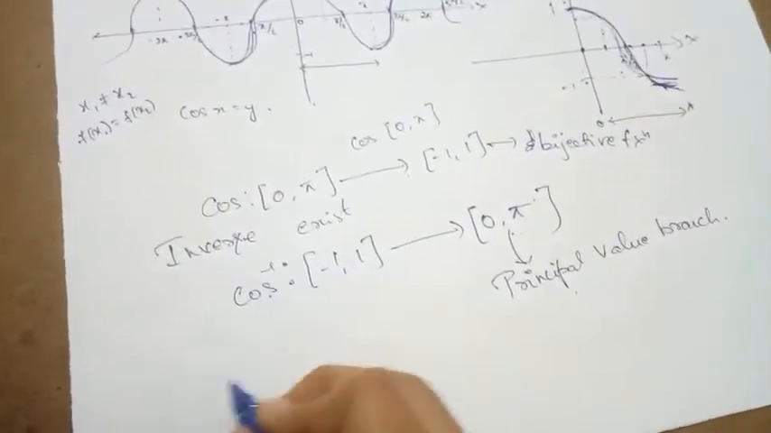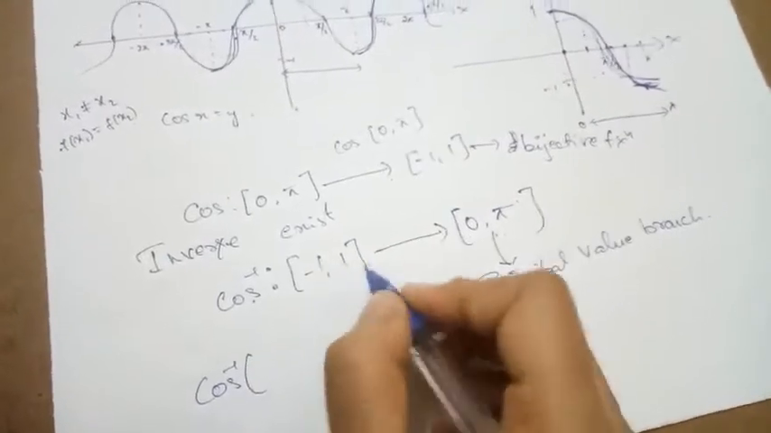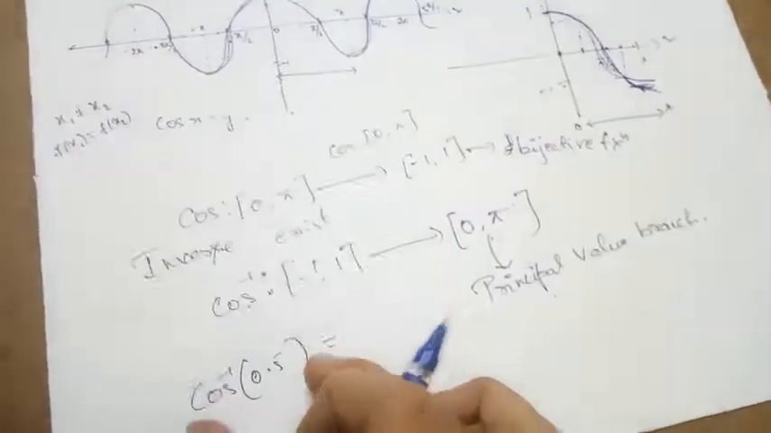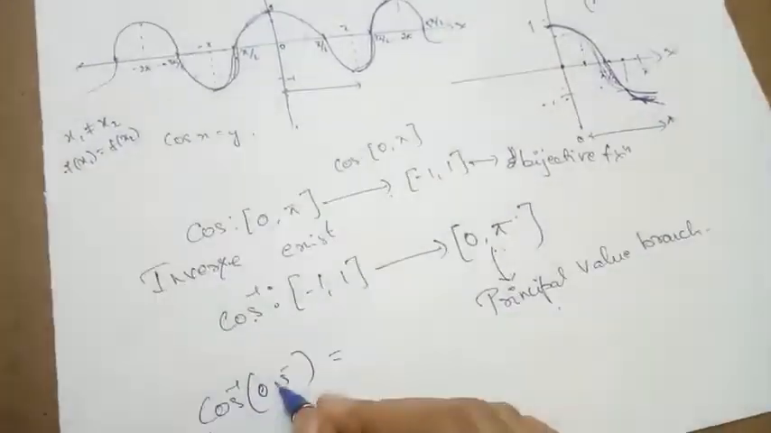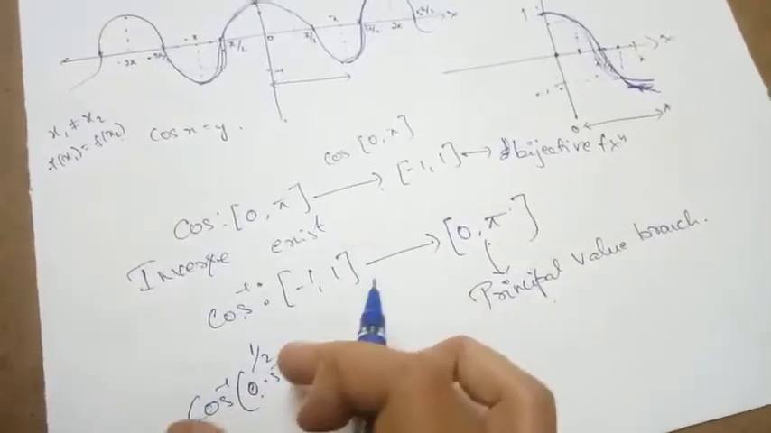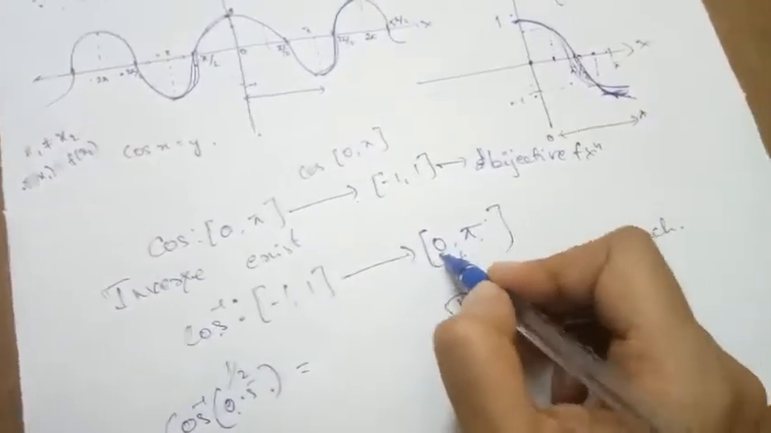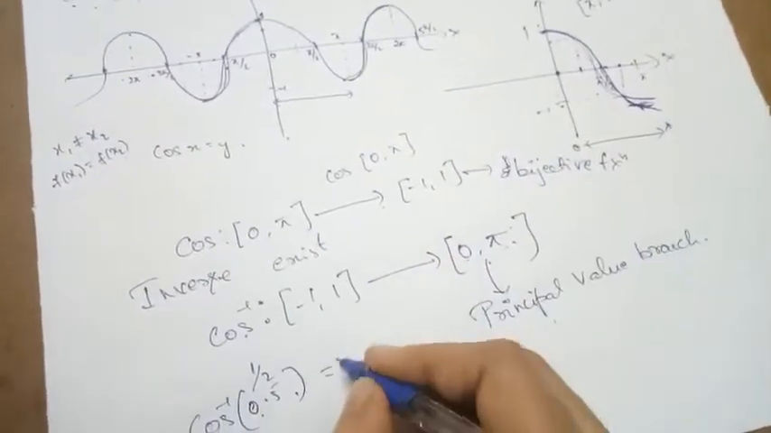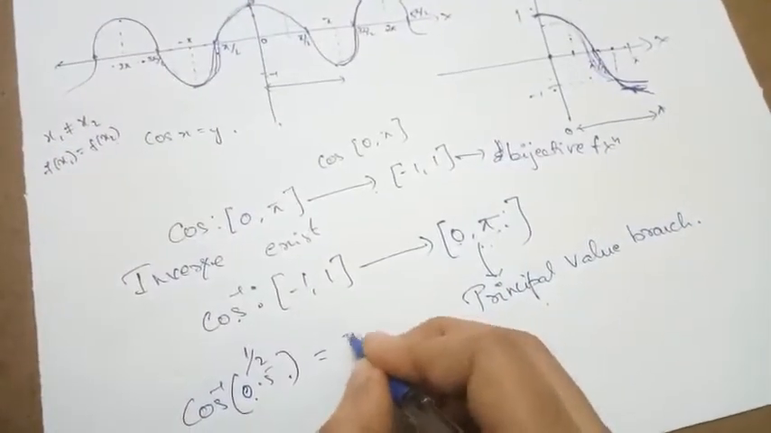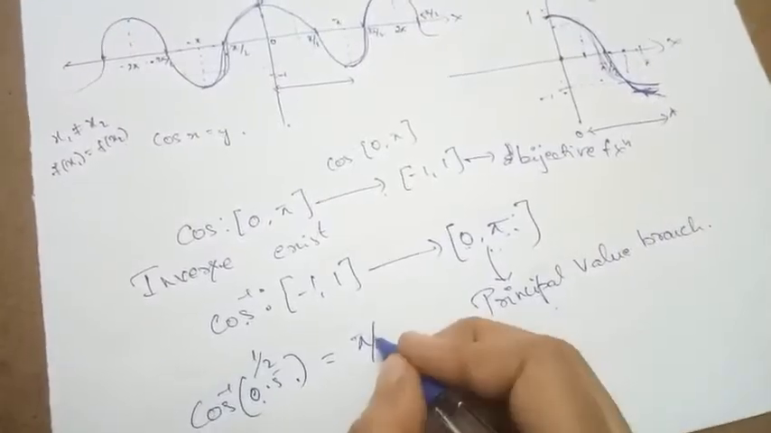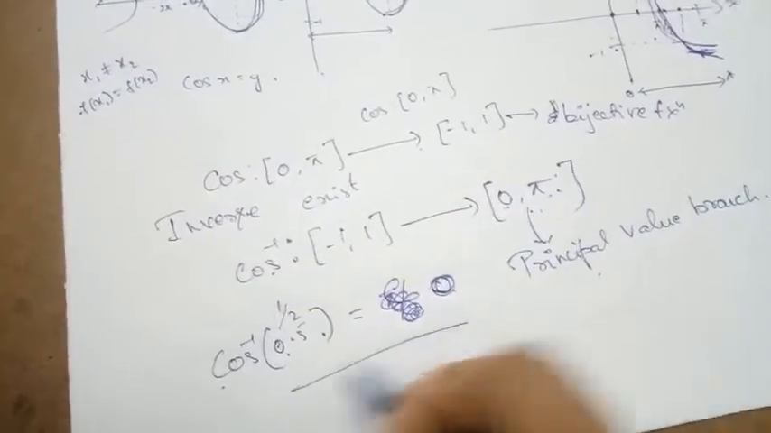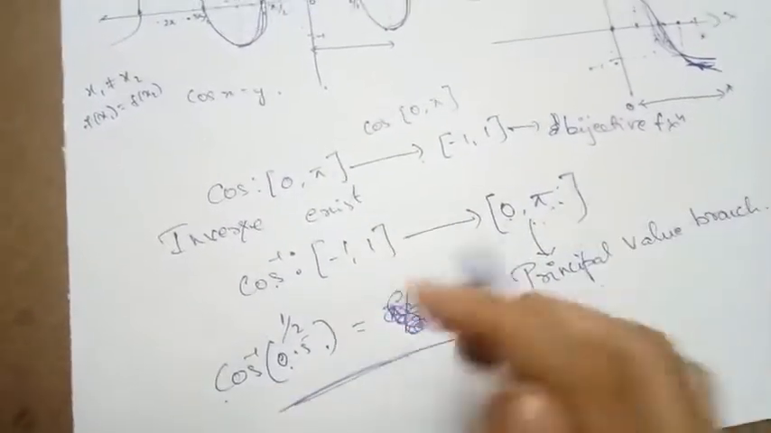That means how the function will be: cos inverse of any real value, say 0.5, the angle of cos inverse of 0.5, that is nothing but 1 by 2. Cos inverse of 1 by 2, that angle should be lying between 0 to pi. So which is that in 0 to pi? It is nothing but obviously pi by, not pi by 2, it is 0. So like this the thing is going to happen.